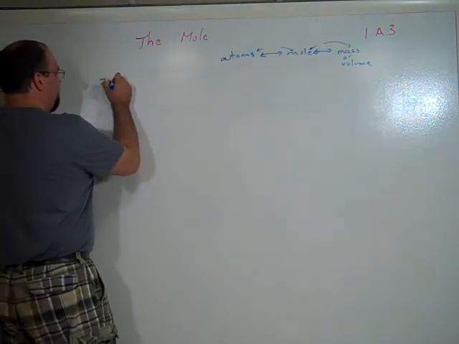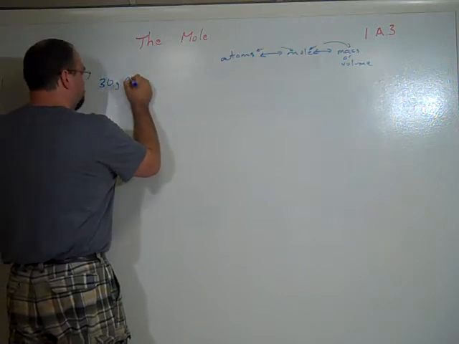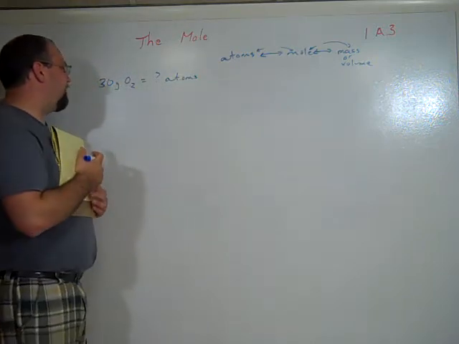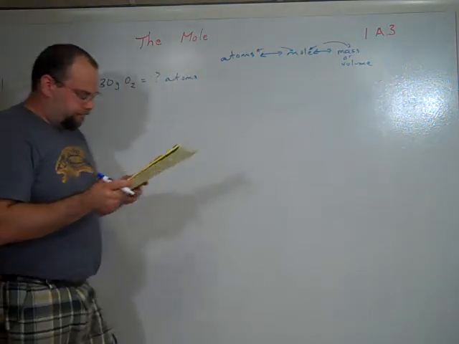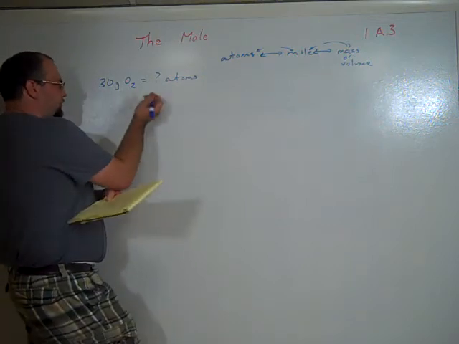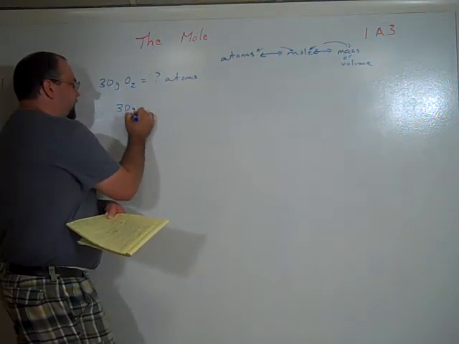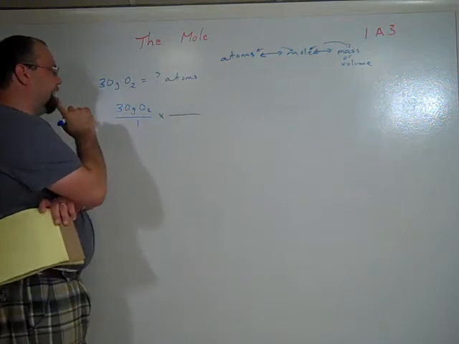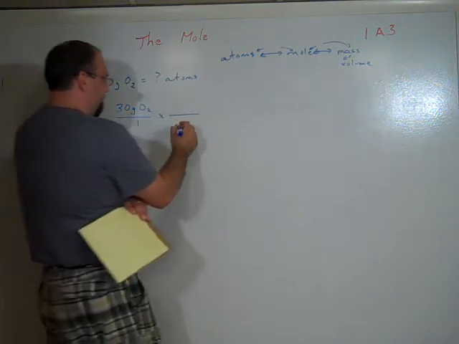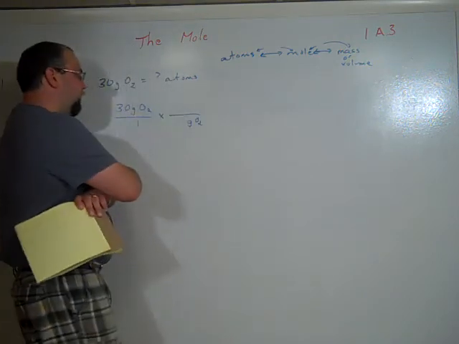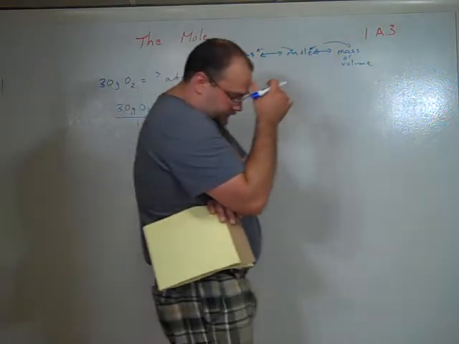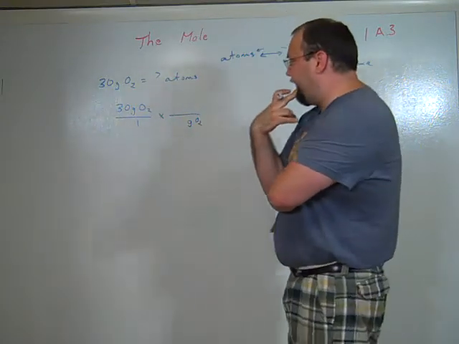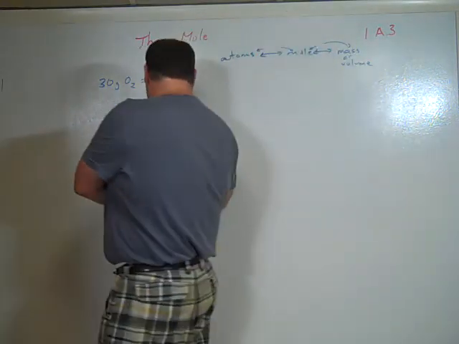Let me say this one. Let's say I have 30 grams of O2. Well, how many atoms is that? How many atoms is 30 grams of O2? All right. Well, we start the same way we've always been starting. 30 grams of O2 over 1. All right, so what goes on the bottom? Well, grams of O2 go on the bottom, right? What do I know about grams of O2? Well, I know there are 32 grams in a mole. Well, that'll help me out. 32 grams in a mole, I'll write that down.